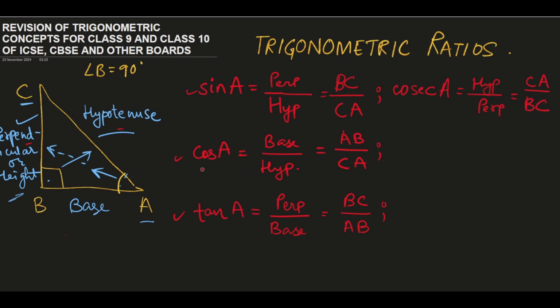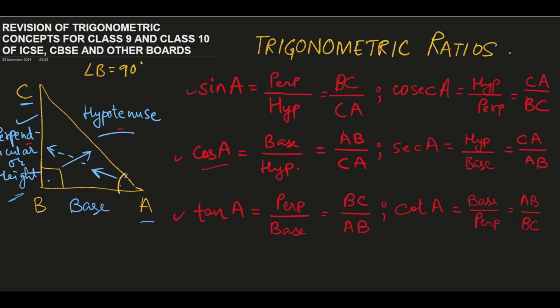Now the reciprocal of cos will be sec A, which is equal to hypotenuse divided by base, which is CA divided by AB. Then the reciprocal of tan will be cot. So this will be cot A, which is equal to base divided by perpendicular, which is AB divided by BC.